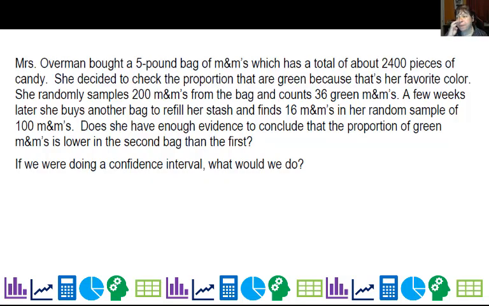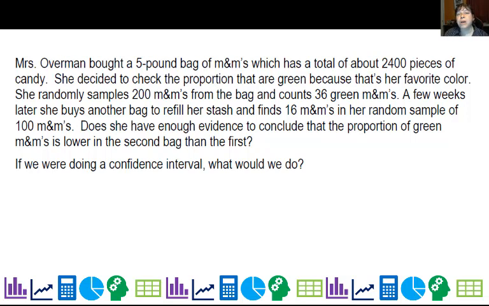So say I bought a 5-pound bag of M&Ms, which has a total of about 2,400 pieces, and I want to check the proportion of green. That's my favorite color, although I do like purple as well. And I randomly sample 200 M&Ms. So like I stir and I pull 200 M&Ms and I count 36 green ones.